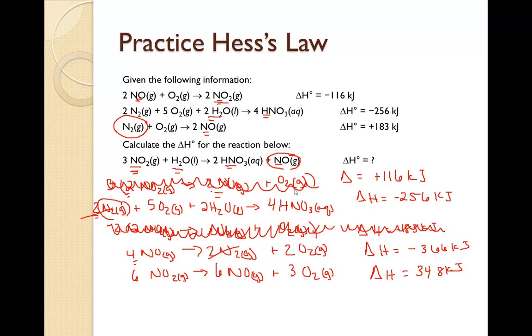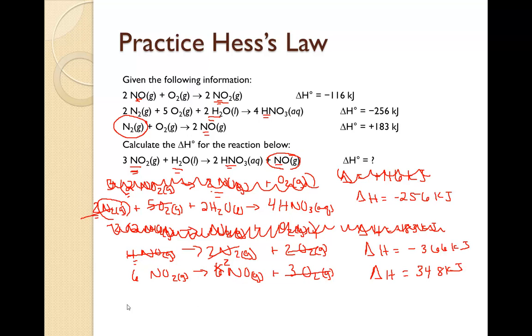Alright, let's see what we can cancel out now. The HNO3 is fine. The O2s, we have 5 on the left, and we have 1, 2, 3, 4, 5 on the right. Those can cancel out perfectly. The NOs, we have 4 here and 6 here. We can cancel that out, and that leaves us with 2 left over. Alright, I don't think we can cancel anything else out, so let's add them all up.